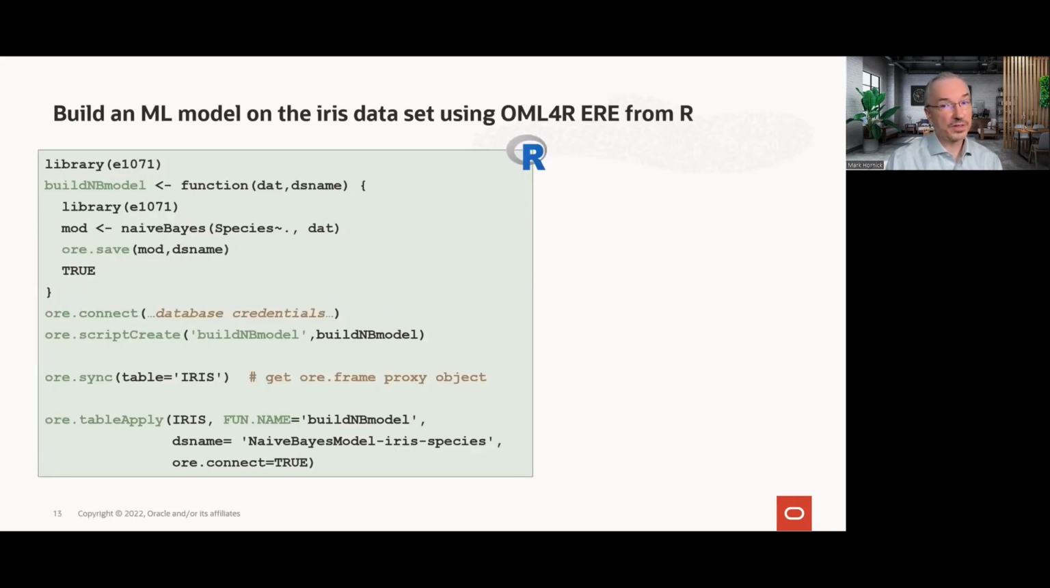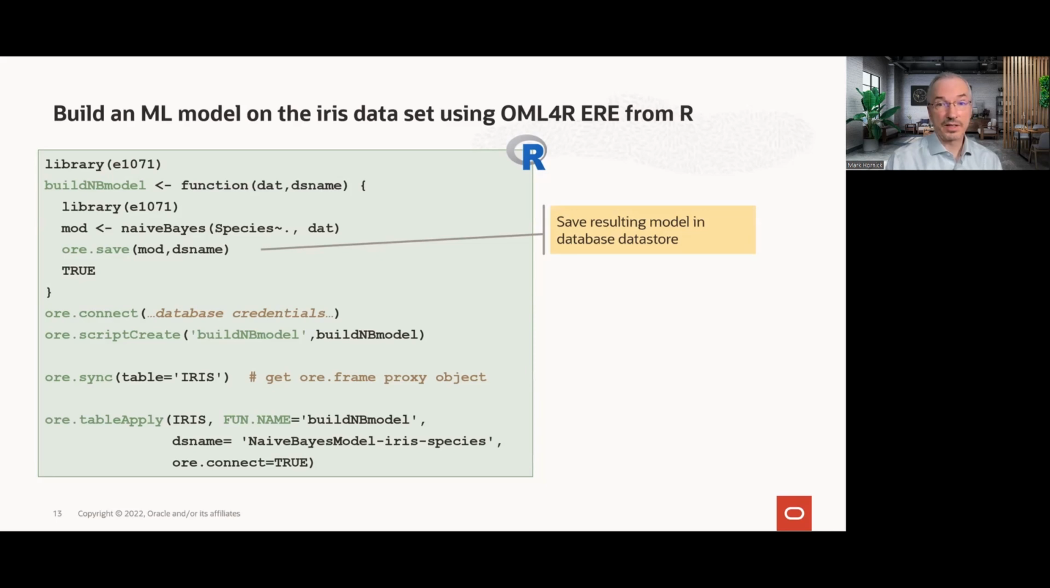Here's the code that builds the model, storing it in the database, while having the database spawn and manage the R engine to process it. Our UDF builds a model to predict species using a data frame passed as the first argument, and saves the model to the database in what we call a datastore, using ore.save. The return value is simply the Boolean TRUE.